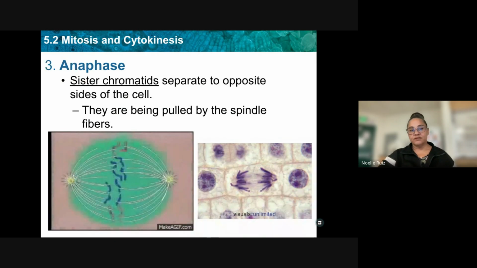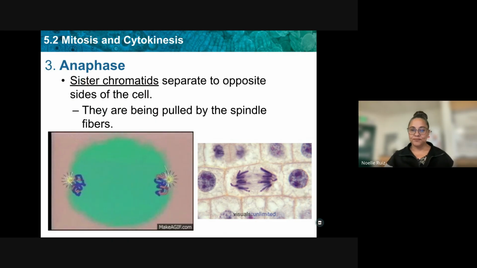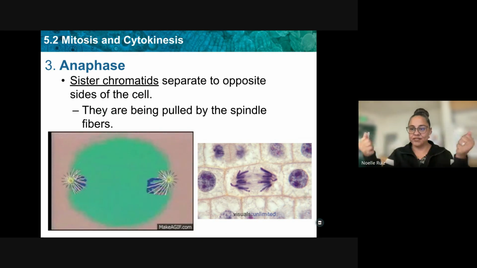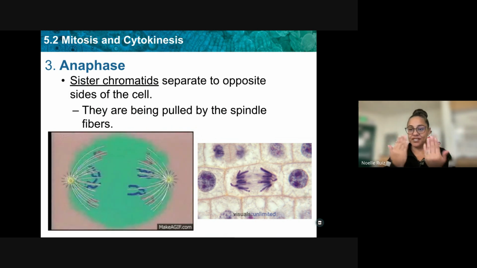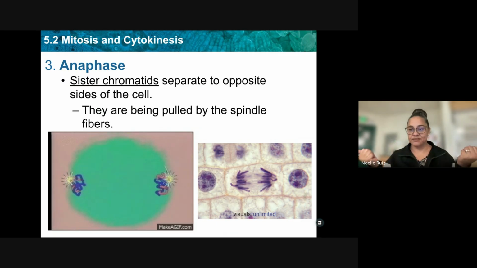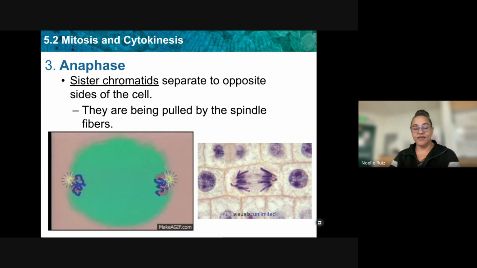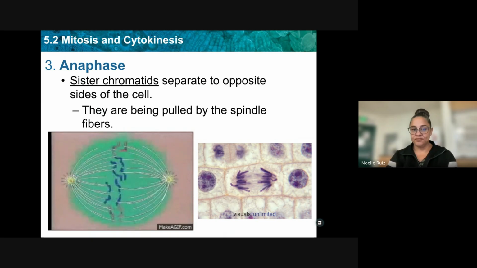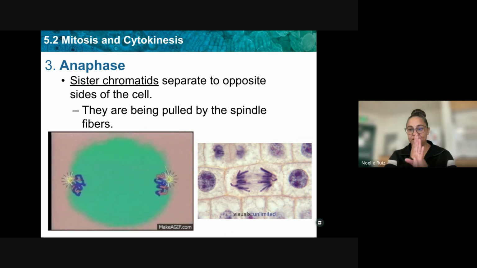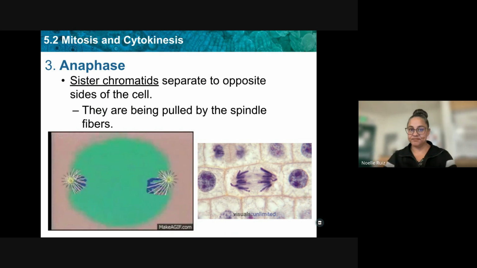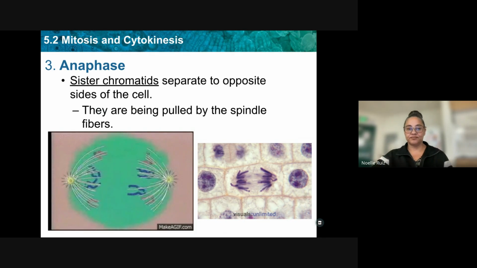Phase 3 is called anaphase. And like we said, they're attached at the centromere, so now they get to be ripped apart. Sister chromatids, those left and right halves, separate to opposite ends of the cell. You can see the animation on the left. Chromosomes start in the middle during metaphase, and then the spindle fibers rip them apart. They pull them to the opposite ends of the cell.